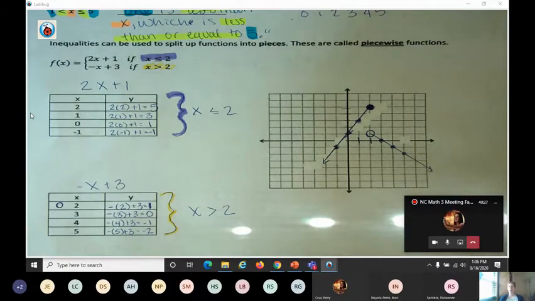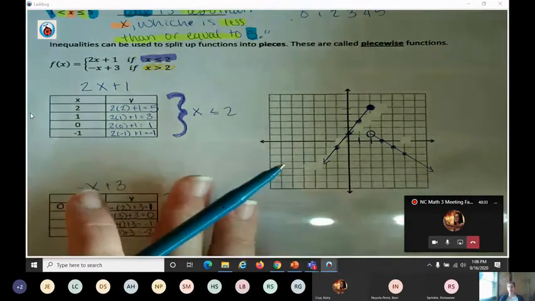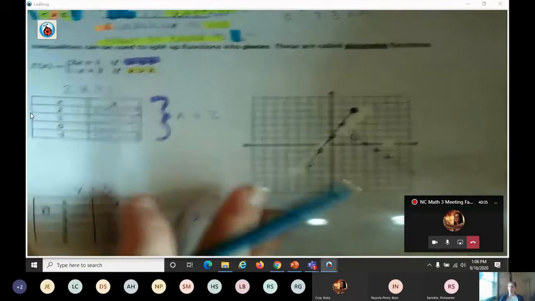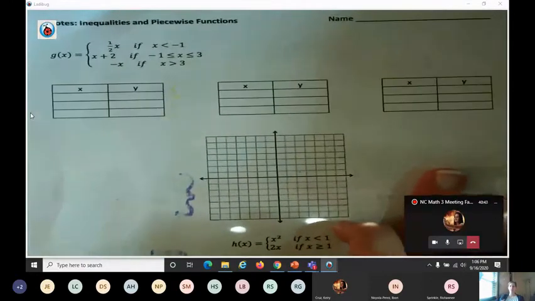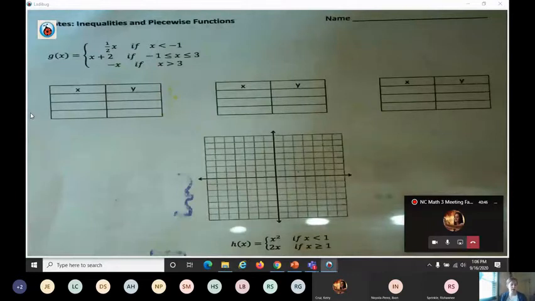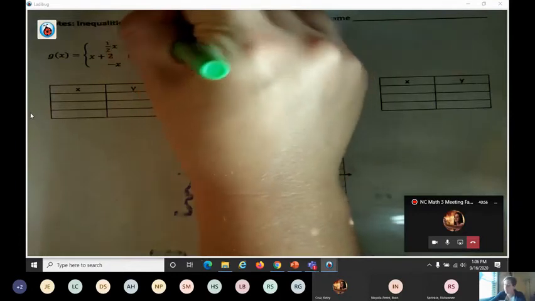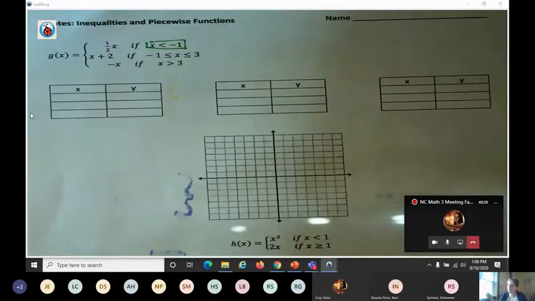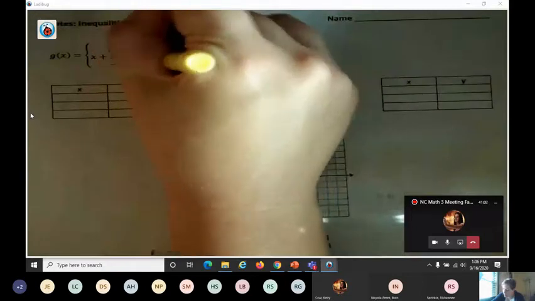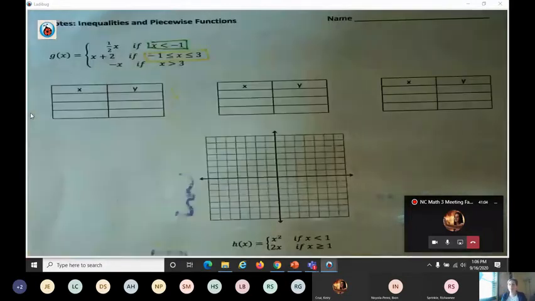Okay, so I'm going to flip the paper over and we're going to do another one together. And this one has 3 different inequalities that define the piecewise function. So we're going to go through all of those. Oh, I copied my paper stupidly this morning. Okay, so we're working with this function g of x. And let me get out some different colors. So we have 3 different domains here. I'm just going to outline each one in a different color so that we can differentiate between them.